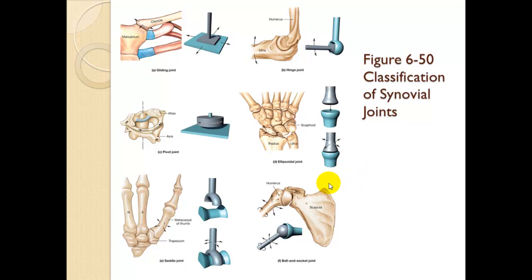You have ellipsoidal joint, which would be in your hand, in your metacarpals, and then you have saddle joints, which would occur in the actual phalanges, and then you have ball and socket joints, which would occur in the humerus or the shoulder.